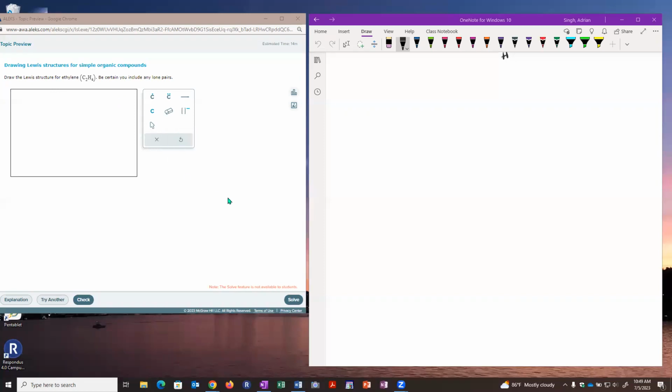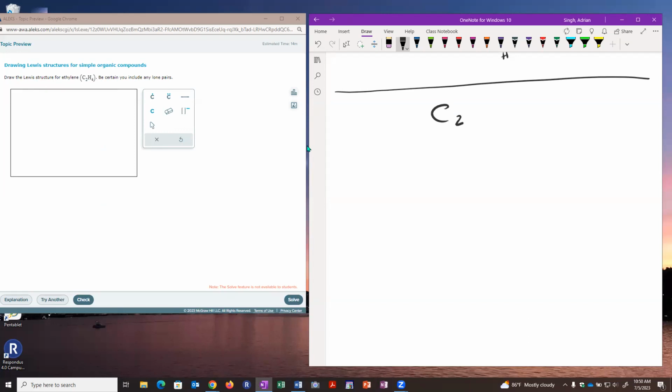But you want to use the same principles that we learned earlier on when we were drawing Lewis structures. So typically when you're given the formula, what I like to do is to have a piece of paper close by and actually draw the structure separately, and then you can transfer it over to the ALEKS template.